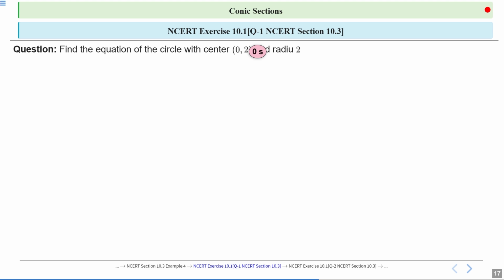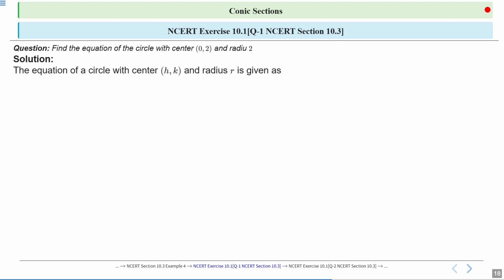Okay, students, now we will solve this question. The equation of a circle with center h comma k and radius r is given as (x minus h) whole square plus (y minus k) whole square equal to r square. We have center (h, k) as (0, 2) and radius r as 2. So just put the values of h, k equal to 0, 2 and r equal to 2 in the standard form of the circle, (x minus h) whole square plus (y minus k) whole square equal to r square.